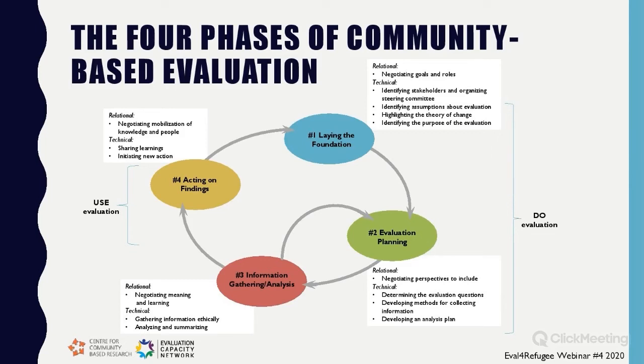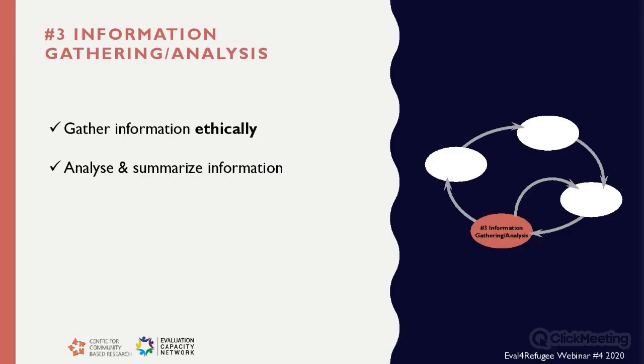There are 4 phases of community-based evaluation: laying the foundation, evaluation planning, information gathering and analysis, and acting on findings. Webinar number 1 was an introduction in what evaluation is and why we do it. Webinar number 2 discussed laying the foundation in community-based evaluation. Webinar 3 discussed phase 2, evaluation planning. In this webinar, we will discuss phase 3, information gathering and analysis. An evaluation is only as good as the information you gather and how you use it. We need to think deeply at the outset about how we can use evaluation information for learning. In this phase 3 of community-based evaluation, we will discuss how to gather information ethically and how to analyze and summarize information.